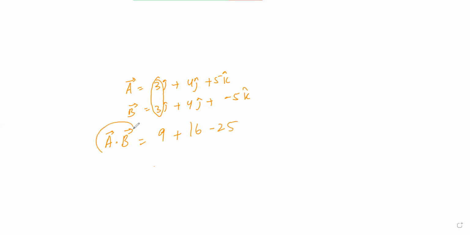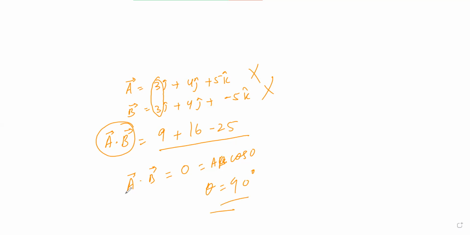A dot B itself comes out to be equal to 0, which means A vector dot B vector is equal to 0, which is AB cos theta. That means A is not 0, B is also not 0. So theta should be equal to what? 90 degrees. Got it? All of you understood this? Amartya, Riya, Rishi, tell me. Yes, sir. How did we get 90 degrees?